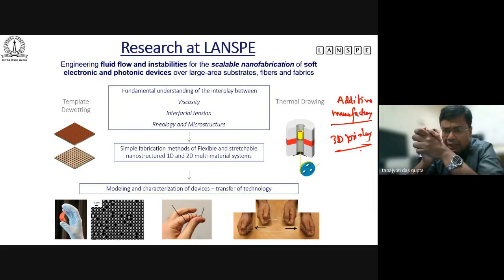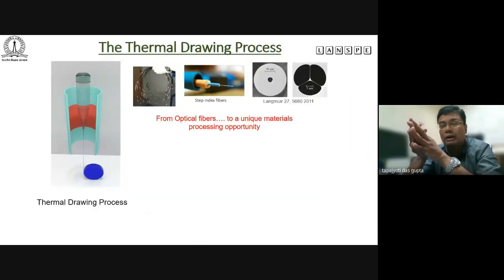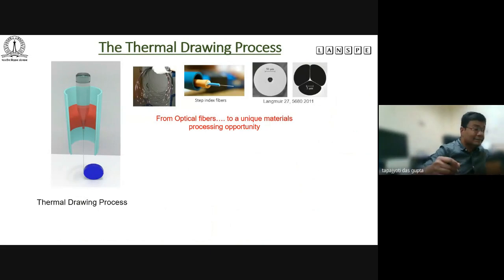So this allows us, as I was telling you before, once we have the fundamental understanding of the interplay between the viscosity, the surface tension, the properties of the materials, the rheology, micro and nanostructures, to find a very simple, scalable, cost-effective process to fabricate nanostructured or microstructured 1D or 2D multimaterial system devices for various applications. So let's start first with this thermal drawing process, and please stop me whenever you feel like, okay?